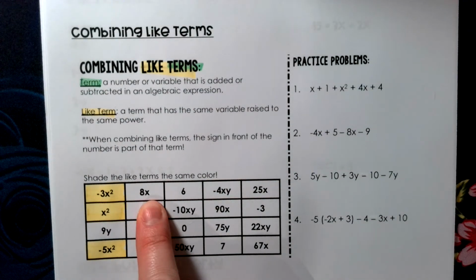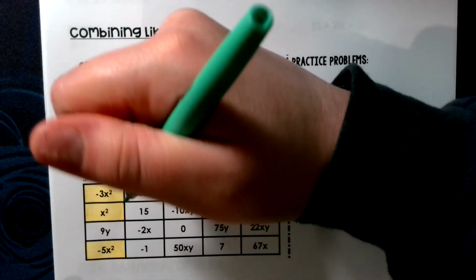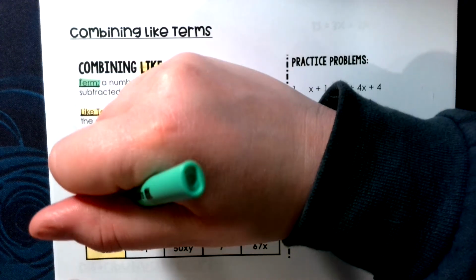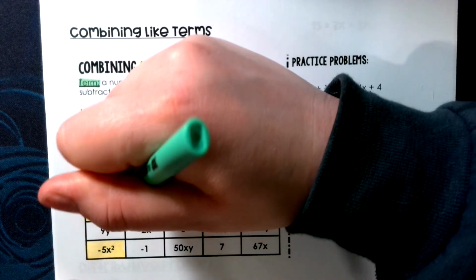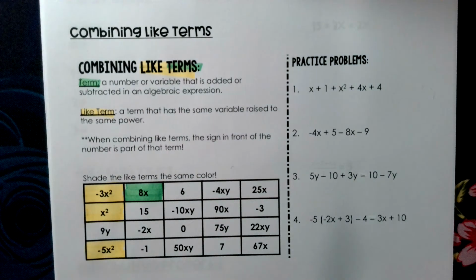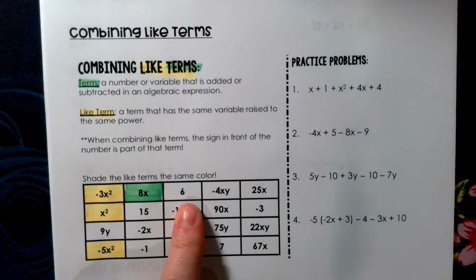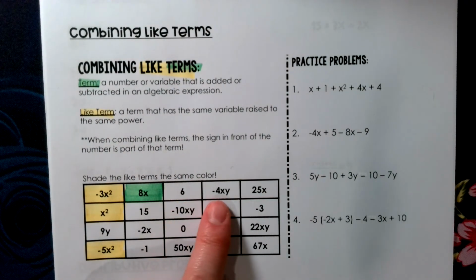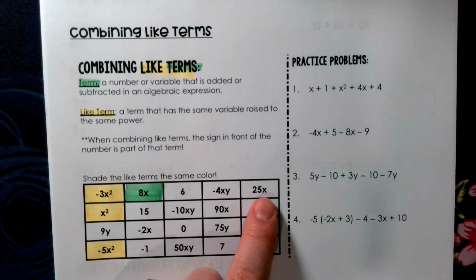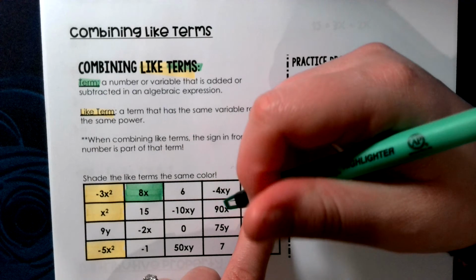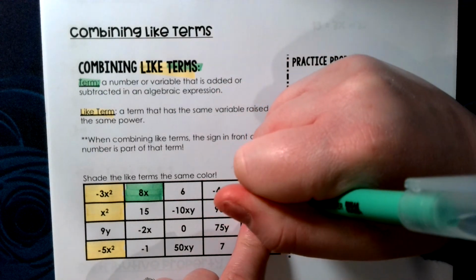The next term that we have is 8x. So that means I can only combine it if I just have a number with an x, or just an x by itself. I can't combine it with a 6, there's no x there. I can't combine it here because it has x and a y, but I can combine it with this because that has 25x. The x is just a plain old x.